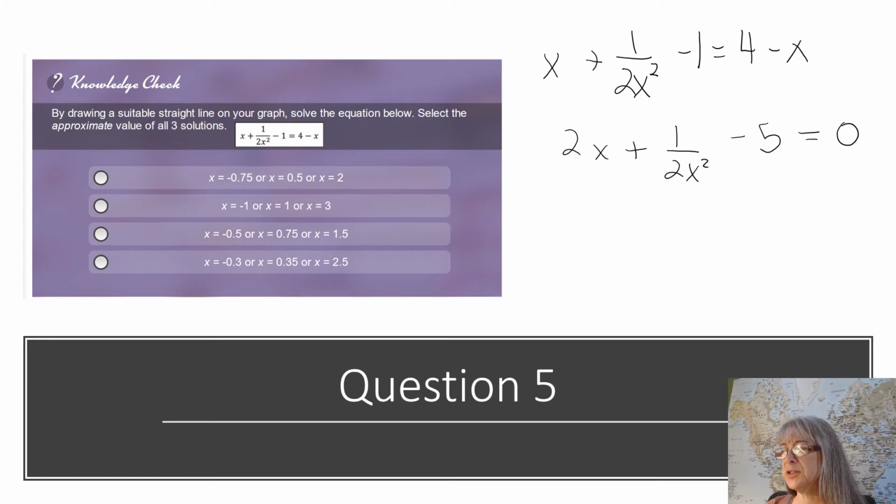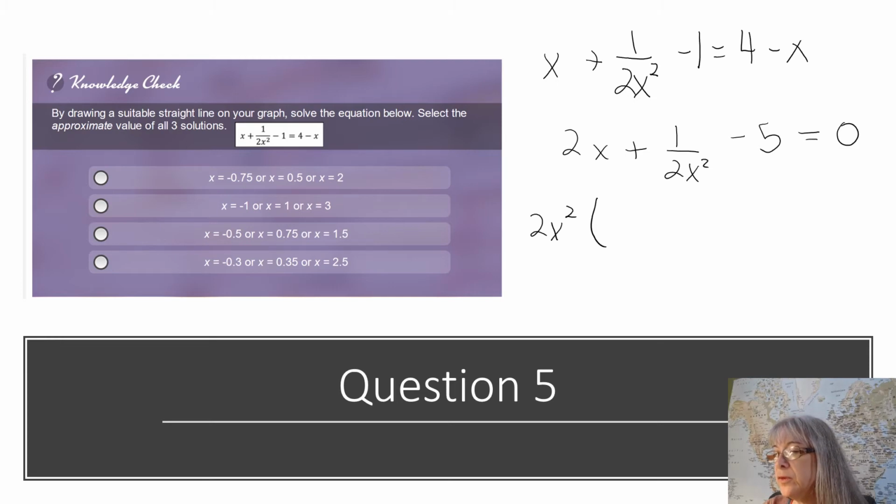What's interesting is then you can manipulate some of the areas of this particular function. It would have been a little bit easier if, but they never do that. So let's get rid of this fraction under here and let's multiply everything by 2x squared.